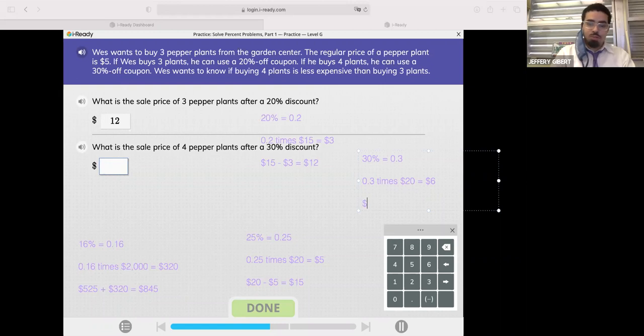You got to figure it out. On the other one, when we had a $3 discount, we did $15 minus $3. So what do you think you do for a $6 discount? Oh, it's still subtraction. What's the subtraction problem? The 4 pepper plants are $20. So it's $20 minus the discount of $6, which is $14.